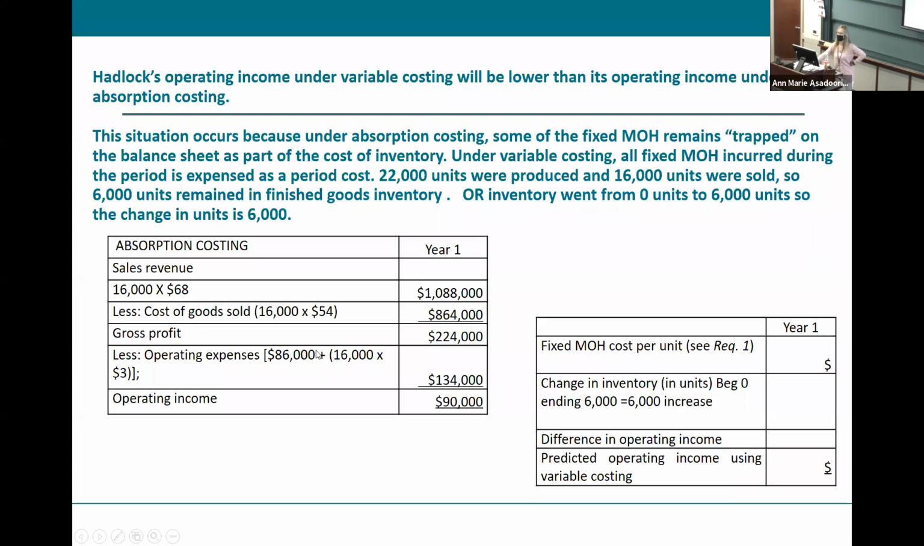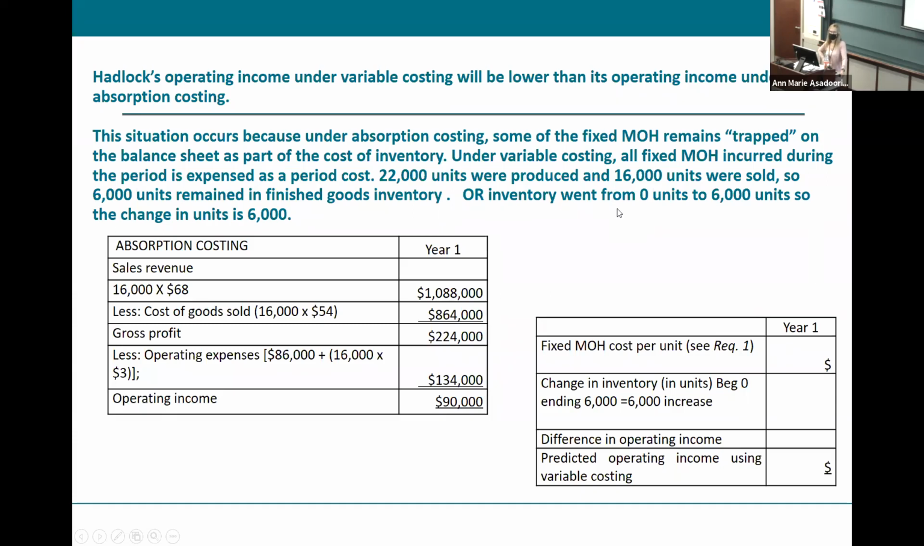Here's the fixed portion of the $86,000, and then the variable portion is that variable cost per unit given to you at $3 per unit. And remember, it's a selling expense. You are also multiplying that by units sold. So you get the total variable, add that to your total fixed, and you have your total period costs. Okay, so sales minus cost of goods sold gives you gross margin or gross profit, minus your period costs gives you net income.